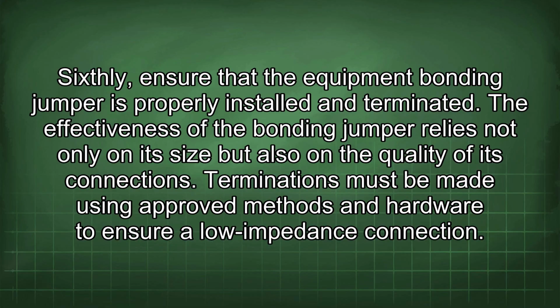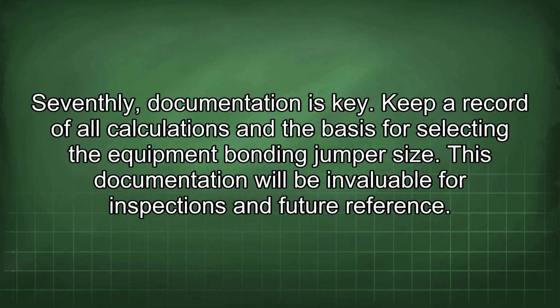Sixthly, ensure that the equipment bonding jumper is properly installed and terminated. The effectiveness of the bonding jumper relies not only on its size but also on the quality of its connections. Terminations must be made using approved methods and hardware to ensure a low impedance connection. Seventhly, documentation is key. Keep a record of all calculations and the basis for selecting the equipment bonding jumper size. This documentation will be invaluable for inspections and future reference.